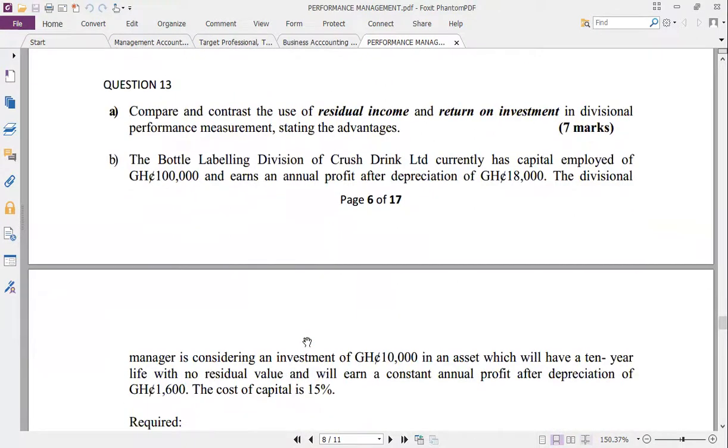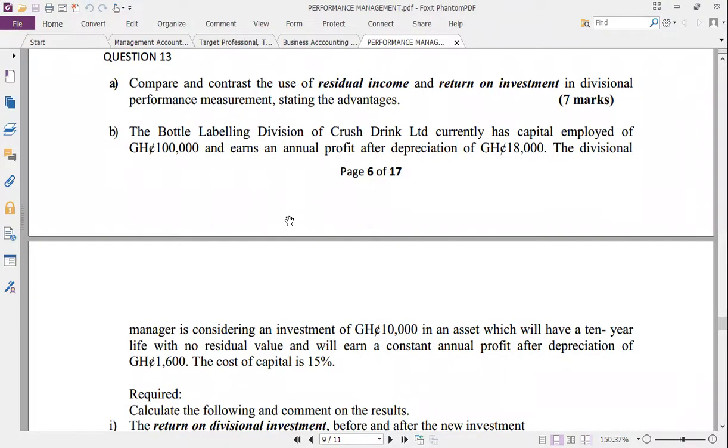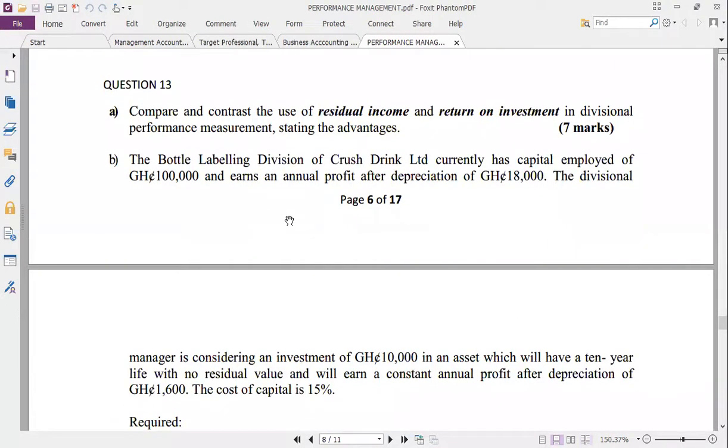Then question 13. Compare and contrast the use of residual income and return on investment in divisional performance measurement, stating the advantages. You are done. Wow. This question is a recent one. It's around May 2017 or 2018.